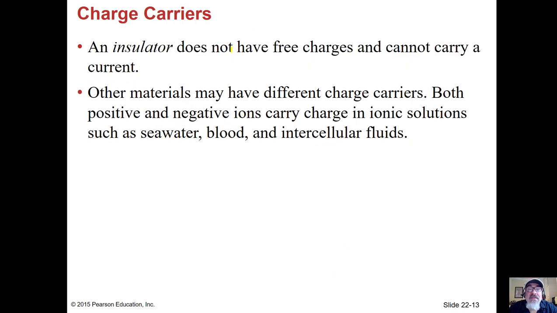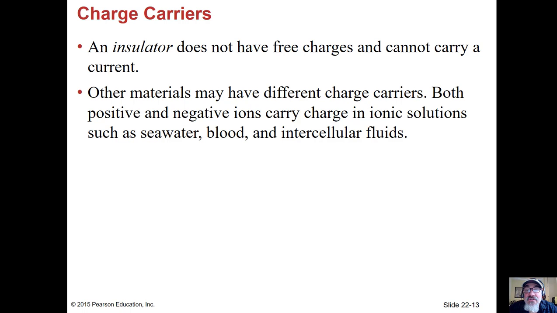An insulator does not have free charges and cannot carry a current. So there's sort of an in-between area between a conductor and an insulator called a semiconductor, which are made with, I'm putting it in quotes, impurities that allow there to be some electrons available for current if certain situations are right. So those are kind of in a category by themselves, semiconductors.